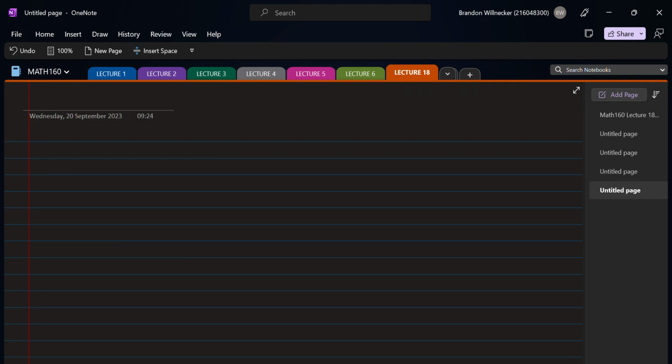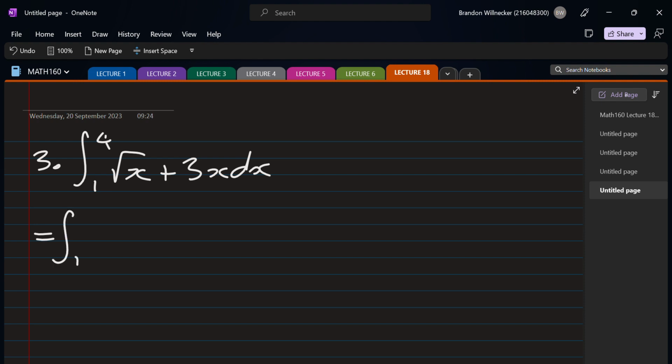Okay, next one, number 3. So we have the integral from 1 to 4, root x plus 3x dx. Okay, so if we have the root x, we need to change it to an exponent. So this will be the integral from 1 to 4, x to the 1/2 plus 3x dx.